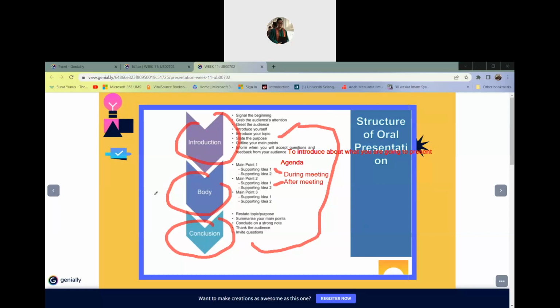So your main point one is in the meeting, and then point two should be after the meeting. And if you have any other point that you want to include based on this, then you can also include another point. But remember that you have only 5 minutes, so not so much time. So you need to plan yourself.